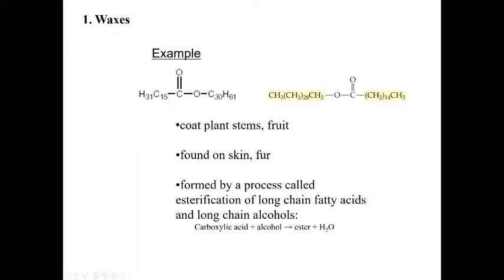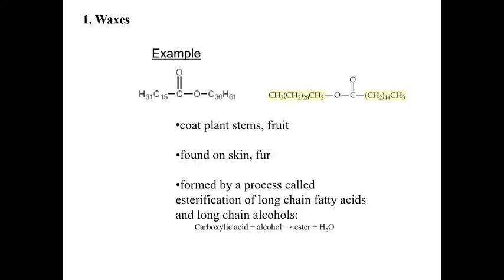So let's take a look at the first family. In the first family, we'll talk about our waxes. Waxes are coated on plant stems, on fruit. You all know that if you pick up an apple, it has that waxy coat to it. Skin and fur also typically have lots of waxes associated with them.